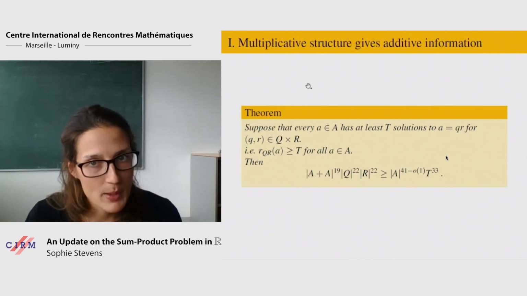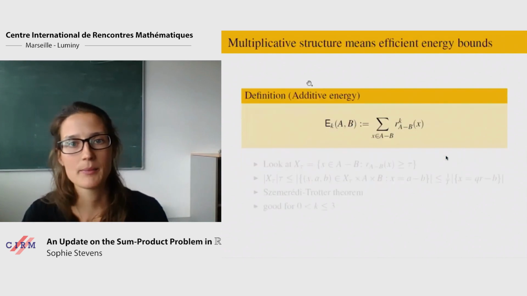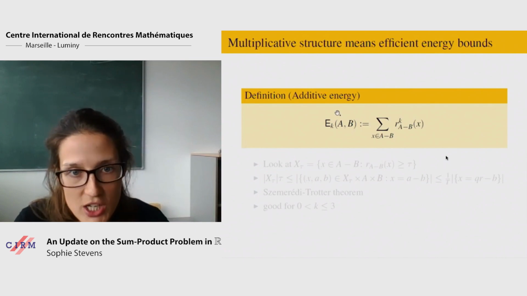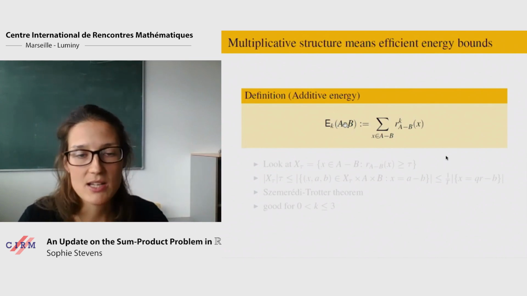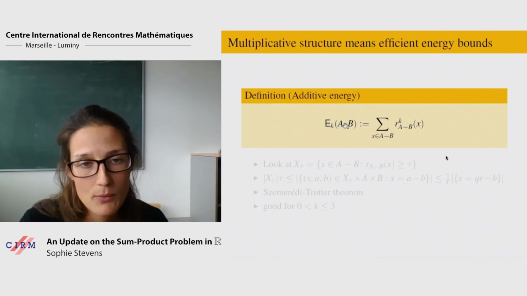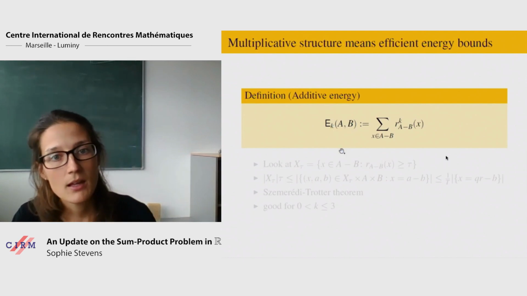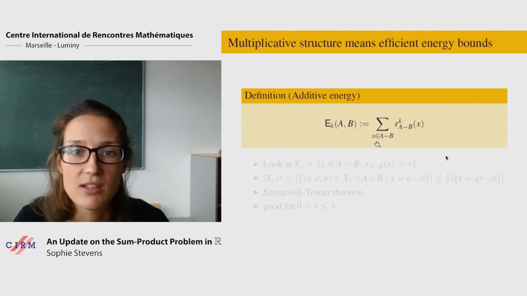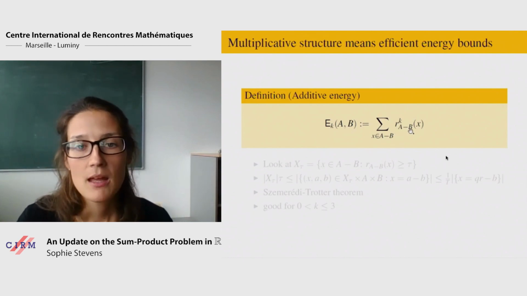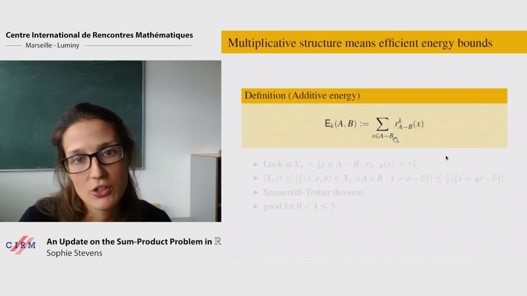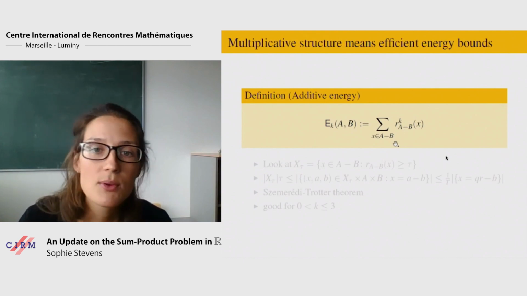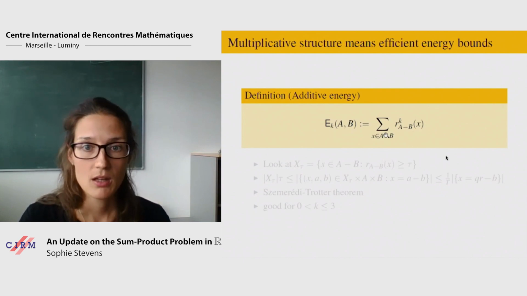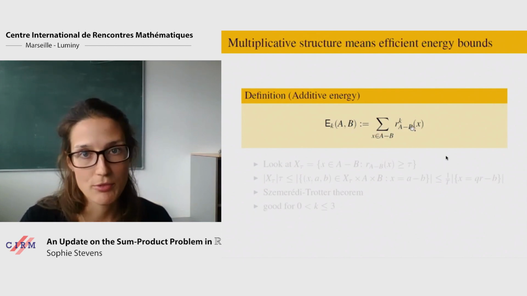Multiplicative structure gives us additive information. Why is that the case? Urias, in his talk, mentioned the idea of additive energy. The additive energy between two sets, A and B, which I'll denote as E sub K, is the sum over elements of the difference set A minus B of the representation function to the power K. So it's somehow the kth moment of the representation function of the difference set.